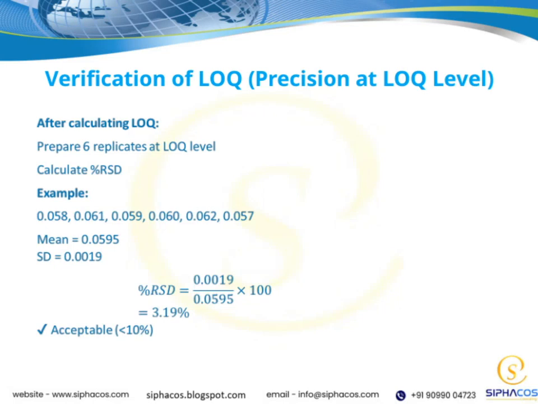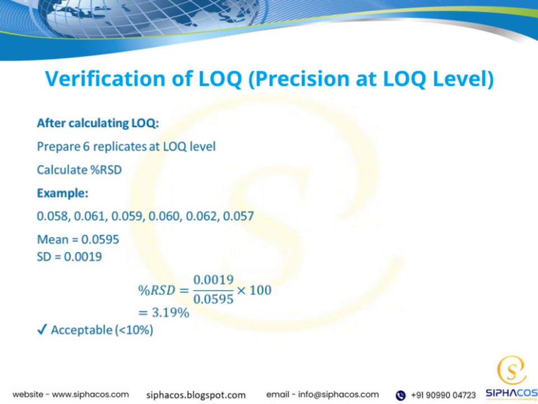Now, let's move on to slide 8, which focuses on the verification of LOQ, or the limit of quantification, specifically looking at precision at this level. This is a crucial step because it helps us ensure that our method can reliably measure small amounts of analyte. When we talk about precision at the LOQ, we're essentially testing how consistent our results are when measuring samples at the lowest quantifiable level. It's important because if our method isn't precise at the LOQ, then the data we generate could be unreliable or inconsistent.